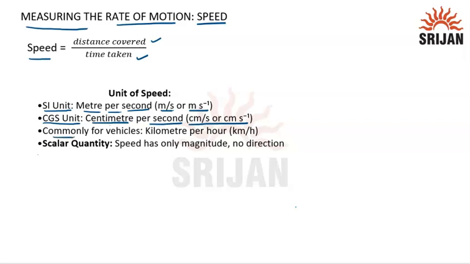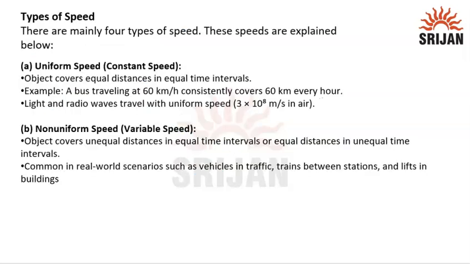And commonly for vehicles, we use kilometer per hour because vehicles cover larger distances and cover the distance in kilometers. That's why we use kilometers per hour for vehicles. And speed is a scalar quantity because it has only magnitude and it is independent of direction. So this is what we have about speed.